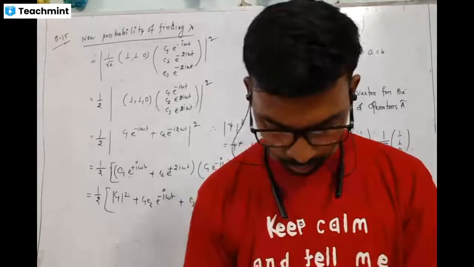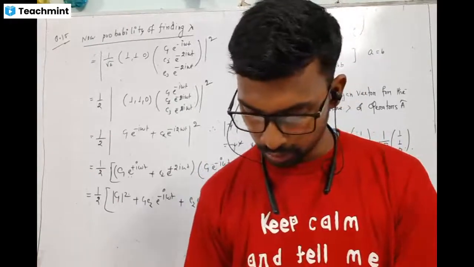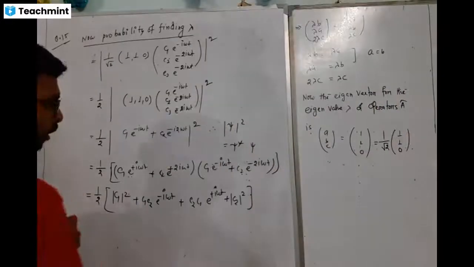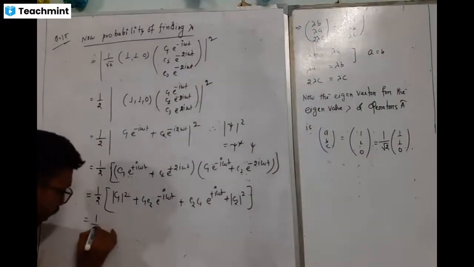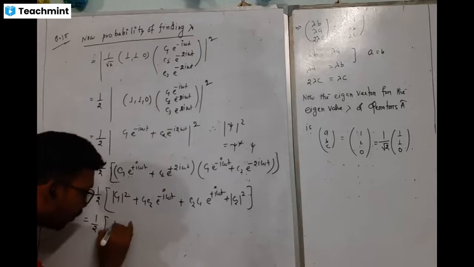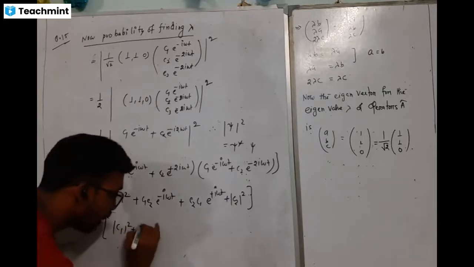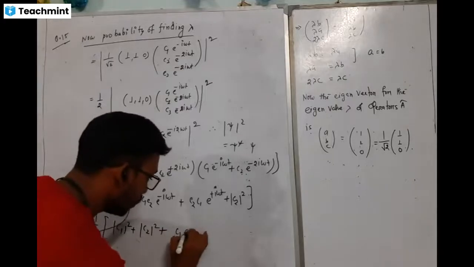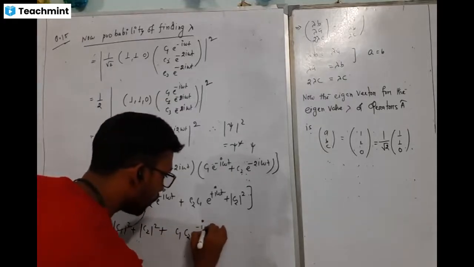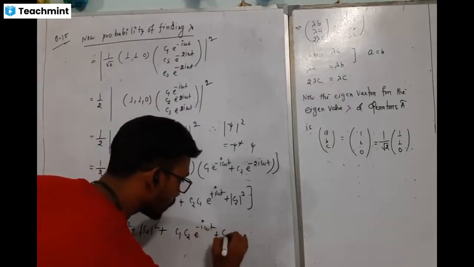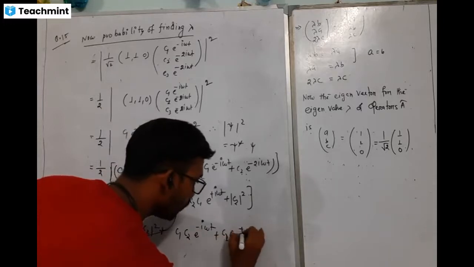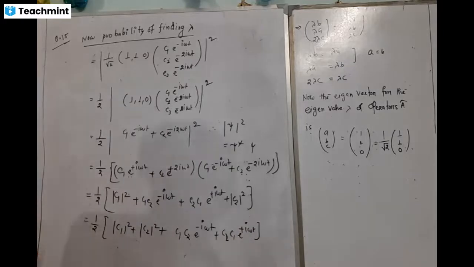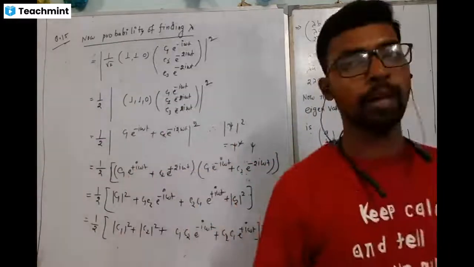So basically option C is the correct answer. It is equal to half of mod C1 square plus mod C2 square plus C1 C2 e to the power i omega t plus C2 C1 e to the power i omega t. This is your answer for the probability of getting the value of lambda.